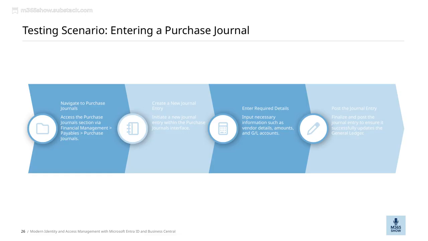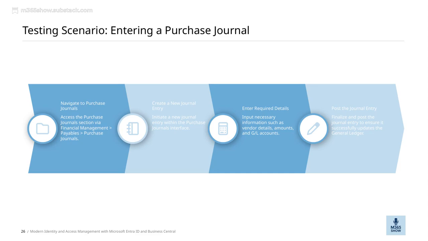To do this, you'll input all the necessary information, such as vendor details, the amounts involved, and the general ledger accounts affected. It's important to double-check these details for accuracy before posting. Next, you'll initiate a new journal entry within the Purchase Journals interface. This process is straightforward. Simply create a new journal entry and fill in the required fields.